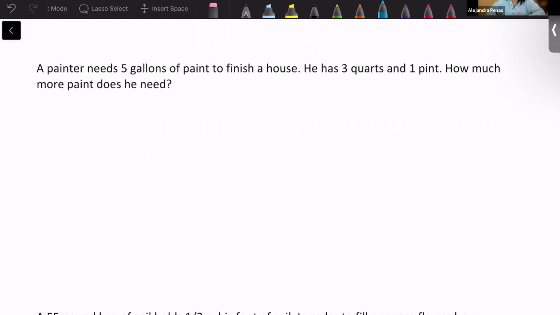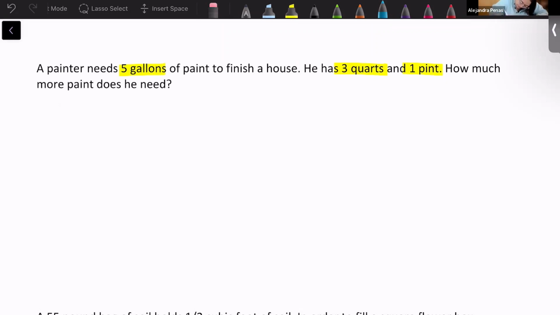A painter needs 5 gallons of paint to finish a house. He only has 3 quarts and 1 pint. How much more paint does he need? So we're back to a unit conversion. Like I've said before, it is always easier to go to the smaller unit. In this problem, we have gallons, quarts, and pints. So I think it's going to be easiest if we convert everything to pints. And then if we have to change the quarts or pints to gallons, we can do that. But let's first change everybody to pints.